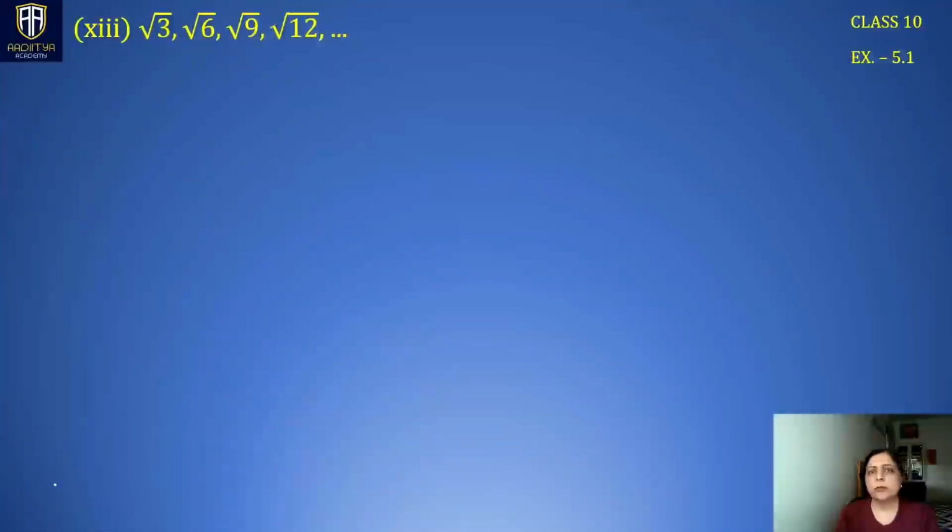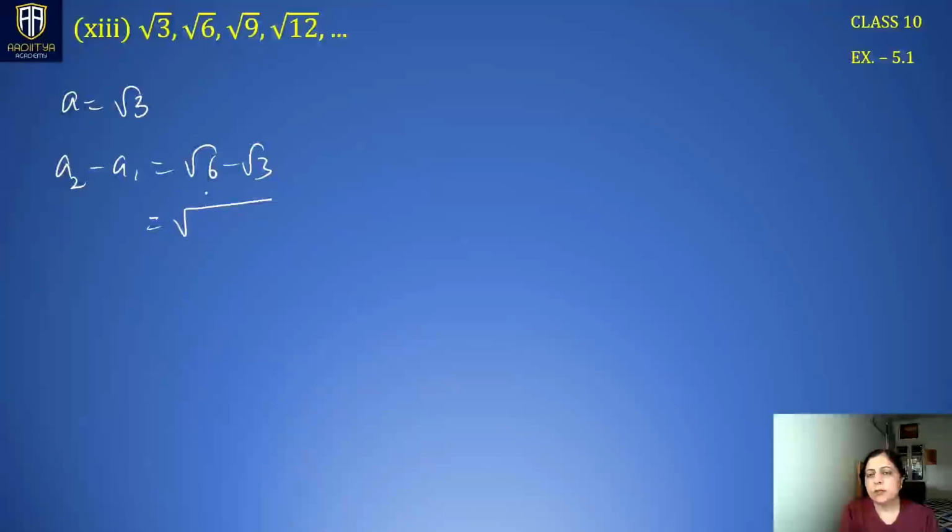Next we have root. Similarly, we can solve this also. This is root 3. A is root 3. Then what is A2 minus A1? It is root 6 minus root 3. Now I had told you that you have to factorize the number inside the root, that is 2 root 3. Now what you can see is we cannot take out either of the numbers like 2 or 3 outside because none of them is forming a pair. So you have to write it like this only.